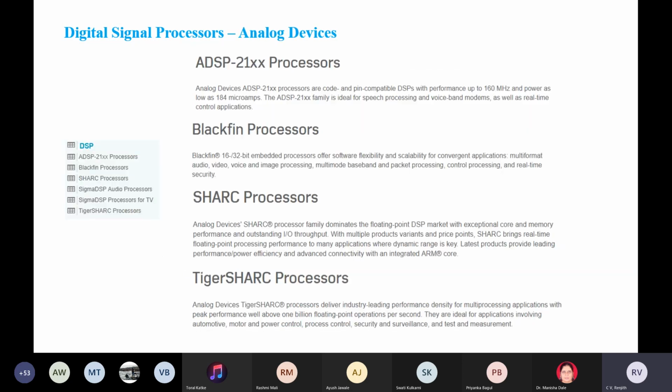In the same way, you have Analog Devices DSPs like ADSP, Blackfin, and SHARC. Blackfin is very popular in the automotive industry for navigation, ADAS, software-defined radio, and so on. You can learn any one of them, but one is mandatory for you if you want to work in a product company or get a project there. That's very important.